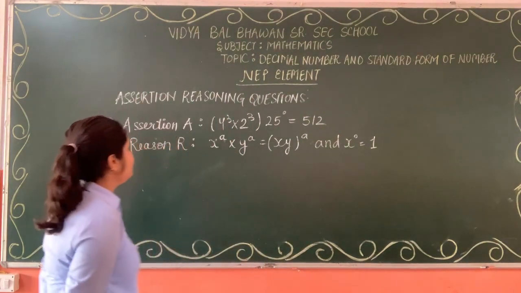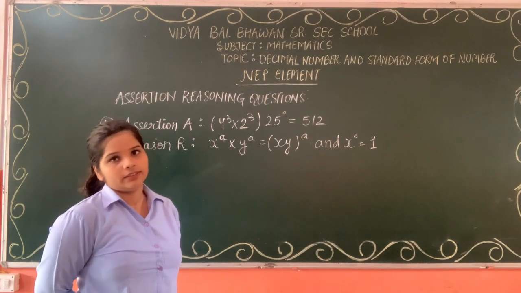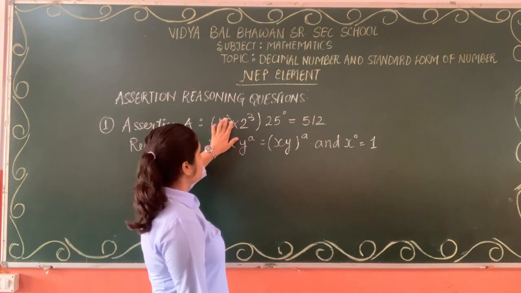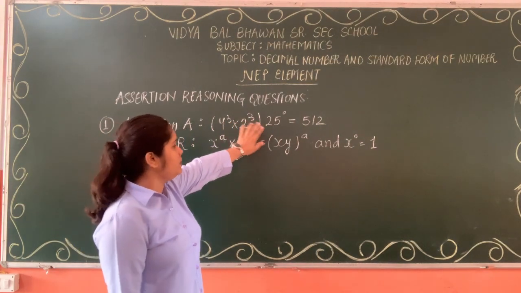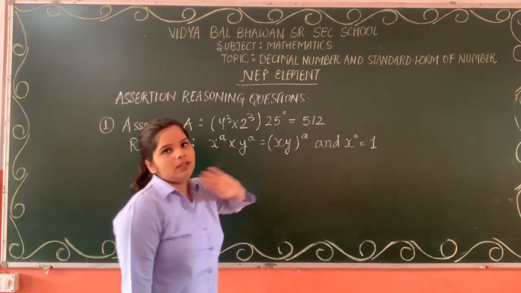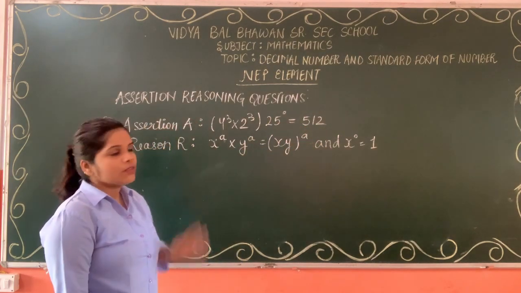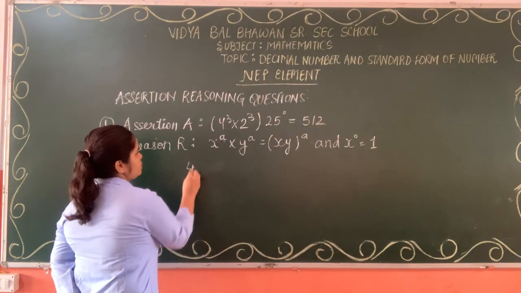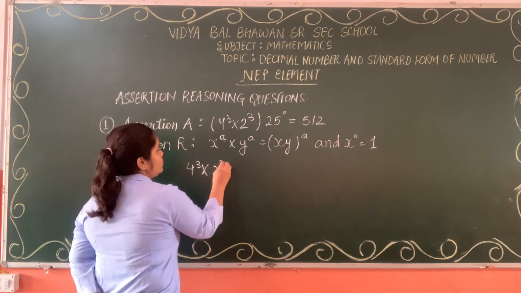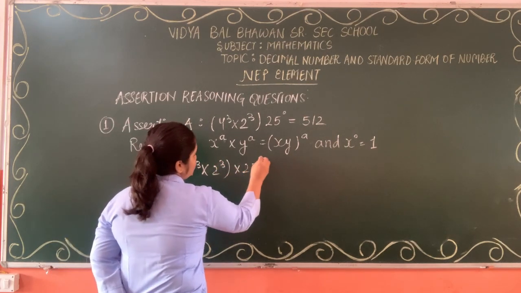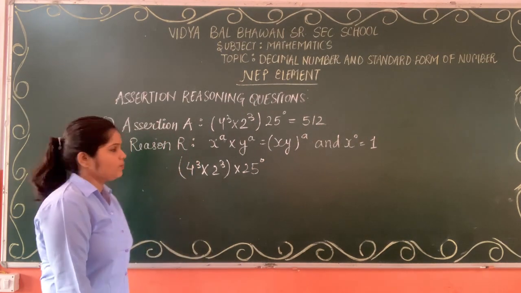Next one we have an assertion reasoning question. Here an assertion is given that 4 raised to the power 3 multiplied by 2 raised to the power 3 multiplied by 25 raised to the power 0 is equal to 512, and the reason is given here. So first we will check if the assertion is right or wrong. So it is 4 raised to the power 3, 2 raised to the power 3 inside the bracket. After that it is 25 raised to the power 0.